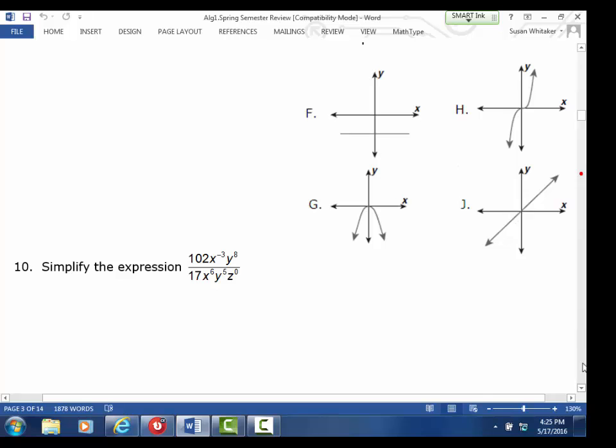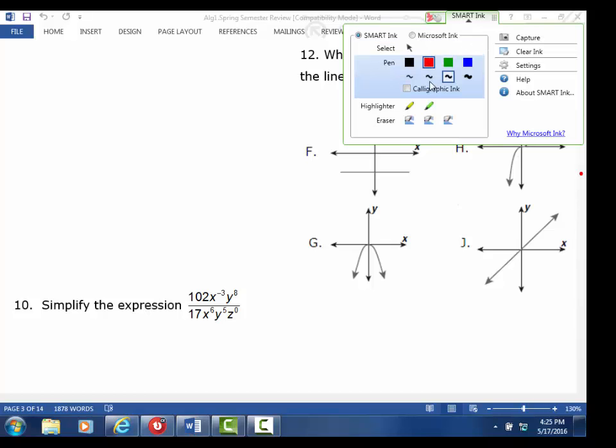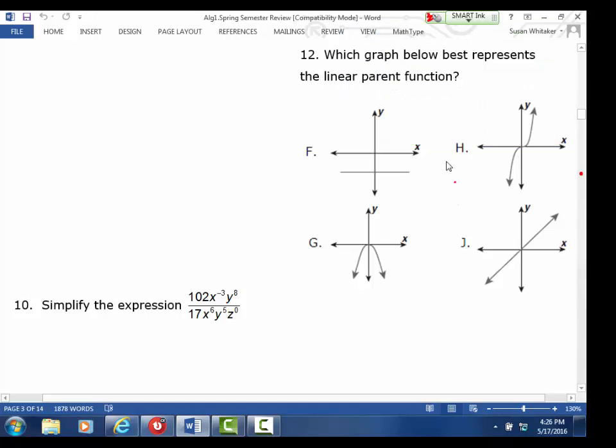All right. Number 12 says, which graph best represents the linear parent function? Okay, so I know the word linear means that it's going to have something to do with a line. So this is not a line, and this is not a line. Okay, and the parent function, I remember, goes through the origin, so this is not it. And it has a positive slope, which this one does. So this must be my answer, J. That's my linear parent function.